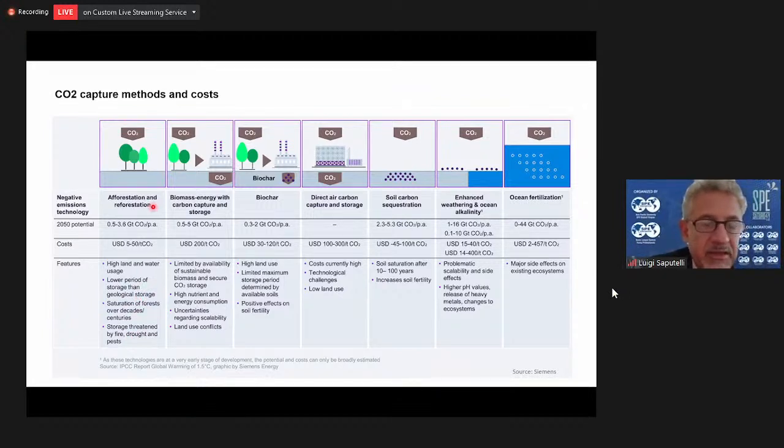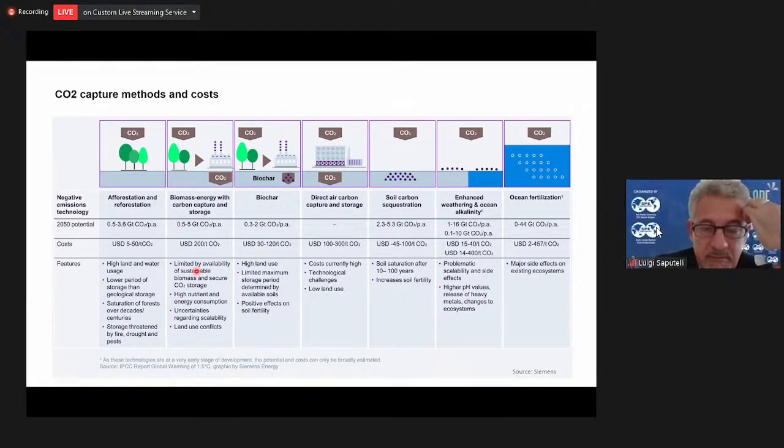Similarly, there is bioenergy carbon capture, also at a similar price, 0.5 to 5 gigatons per year. It is more expensive, and you have limited availability of sustainable biomass. But in general, it has a similar concept and similar drawbacks: you have uncertainty in the scalability, a lot of land use, and you will still have the problems of regeneration of the CO2.